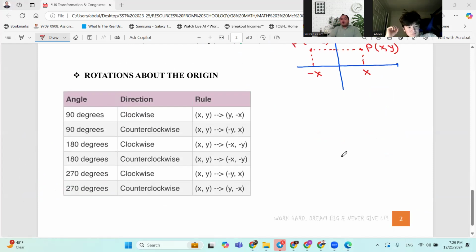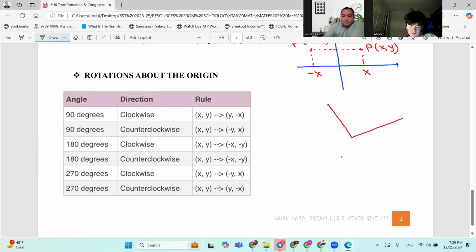Rotations about the origin, like no rotation, 90 degrees, clockwise or anti-clockwise. You should understand only one thing, Abror. After that, you're just doing this repeatedly, right? For example, if you are given a figure, let me just show here, okay?